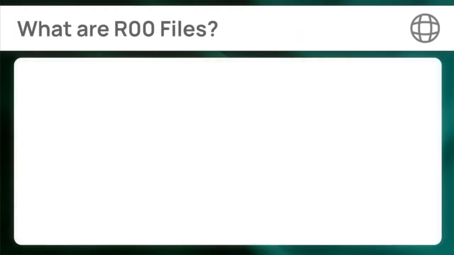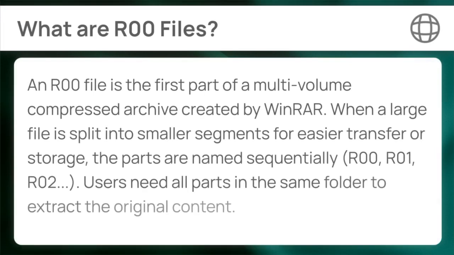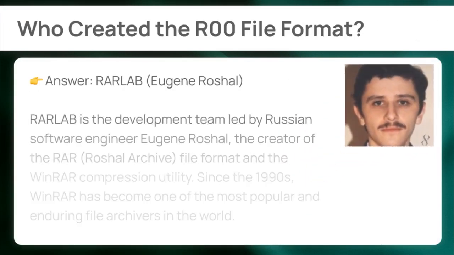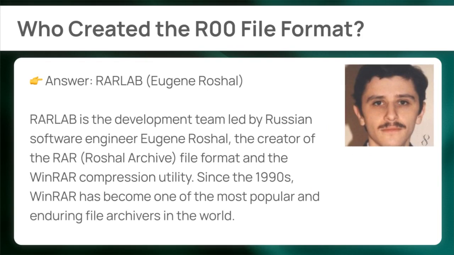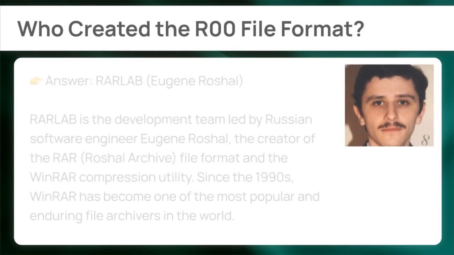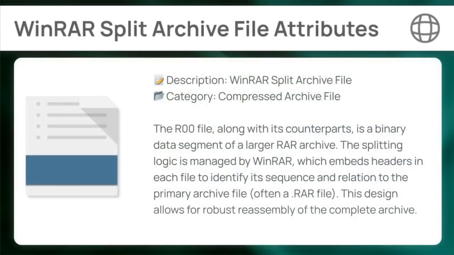An R00 file is the first part of a multi-volume compressed archive created by WinRAR, when a large file is split into smaller segments for easier transfer or storage. The parts are named sequentially: R00, R01, R02. Users need all parts in the same folder to extract the original content. The R00 file, along with its counterparts, is a binary data segment of a larger RAR archive.